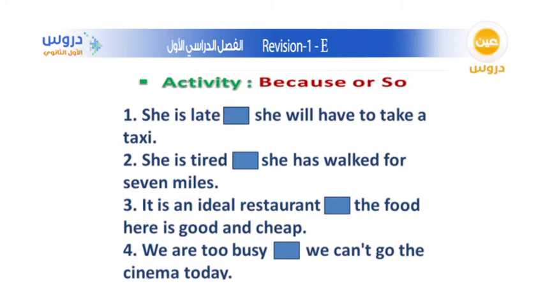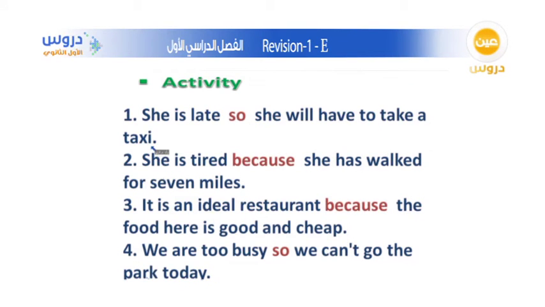Number 3, it is an ideal restaurant. It is an ideal restaurant because the food here is good and cheap. Why is it an ideal restaurant? It is an ideal restaurant because the food here is good and cheap.